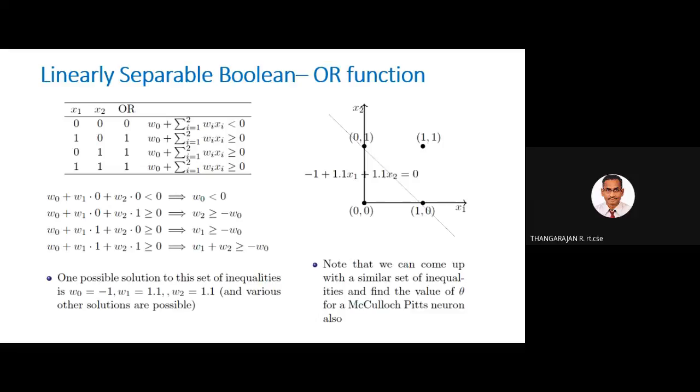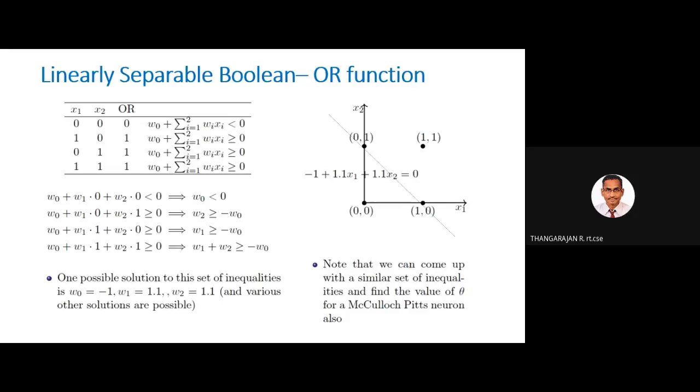What do you infer? From this you infer that W0 plus W1 into 0 plus W2 into 0 should be less than 0, because when I multiply W1 and W2 by 0, these terms vanish, so W0 will be less than 0. That's the thing you get. So my W0 should be less than 0.